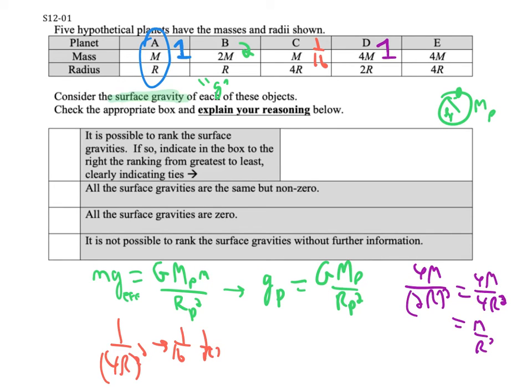And then finally, in E, we have 4M over 4R quantity squared, which is 4M over 16R squared, which becomes 1/4 M over R squared. So this is 1/4. And now we can see pretty clearly and pretty easily what our order is going to be. So we have the largest is B, and then we have A and D are equal, and then we have E, and then we have C.